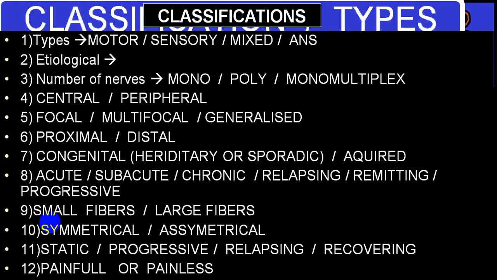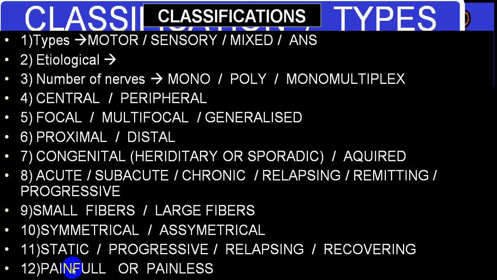It can be symmetrical distribution, bilaterally symmetrical, or it can be one side more involved as compared to the other side. We call it asymmetrical involvement. Classical example of asymmetrical involvement is mononeuritis multiplex, while polyneuropathy will be symmetrical. Mononeuropathy is asymmetrical. We already mentioned acute, subacute, etc. It can be static or it can be progressive, relapsing, or it may be in a stage of recovery.